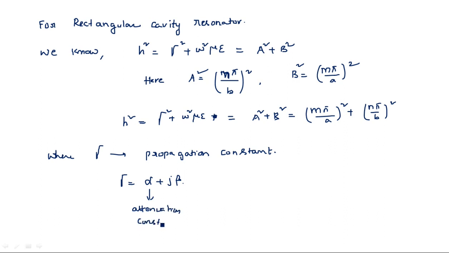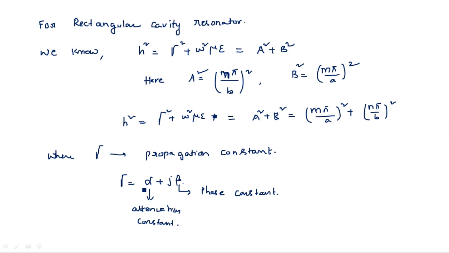Attenuation constant. What do you mean by beta? Phase constant. Okay, when we are going for the calculation of cutoff frequency or cutoff wavelength, we should make the phase constant 0, attenuation constant 0. Here also, when we are going for the calculation of resonant frequency, we should make this alpha equal to 0. So when the resonant frequency is there, means signal is traveled.